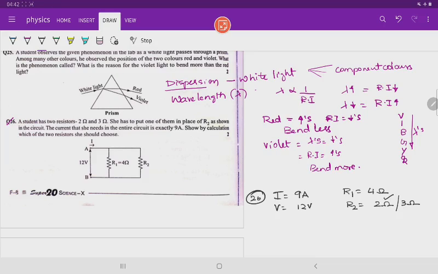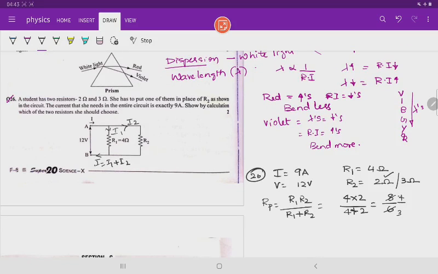If R2 is 2 ohm, then I have to find the overall current, the entire circuit current. Since in a parallel connection current divides into I1 and I2, I will be equal to I1 plus I2. So I have to first find the effective resistance to find the current. Since it is a parallel connection, the formula for two resistors is R1 R2 divided by R1 plus R2. So R1 is 4, 4 into 2 by 4 plus 2, so 8 by 6, it is 4 by 3. So the effective resistance is 4 by 3.